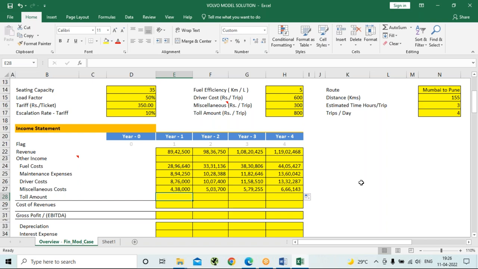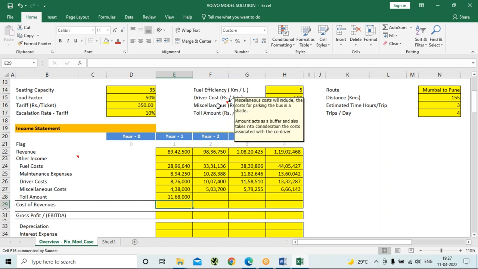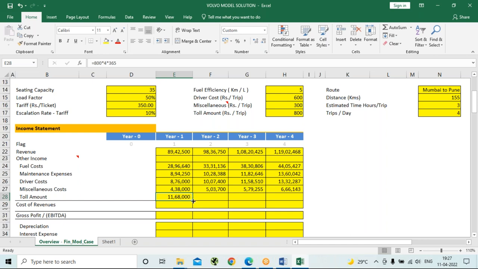Okay, so the next thing is the toll amount, which is equal to 800 for 1 trip, so it is 800 into 4 trips into 365. So which will be calculated at the value of 11,68,000. And here the inflation rate is applicable only for driver cost and miscellaneous cost. So there is no increment in the toll amount. It is going to be the same for all the 4 years.